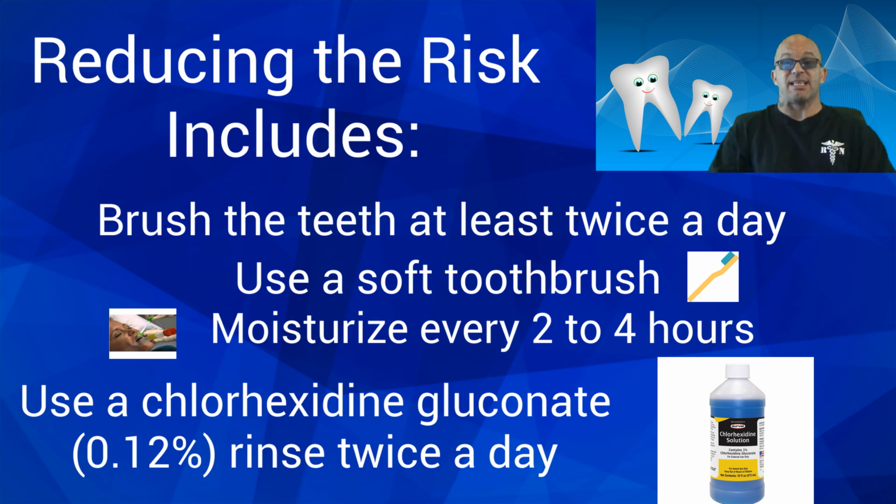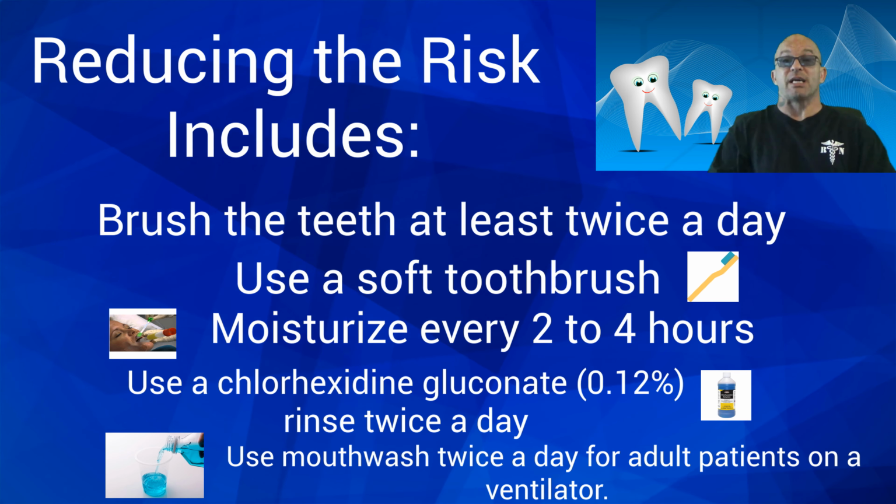Use a chlorhexidine gluconate 0.12% and rinse twice a day during the perioperative period for adult patients who undergo cardiac surgery. Use mouthwash inside the mouth twice a day for adult patients who are on a ventilator.